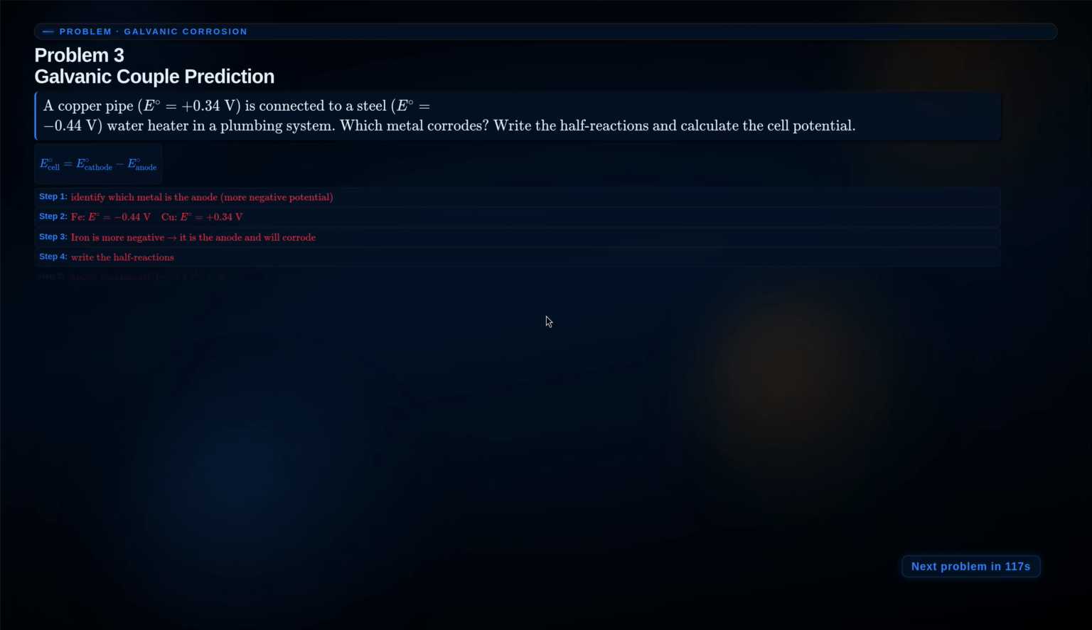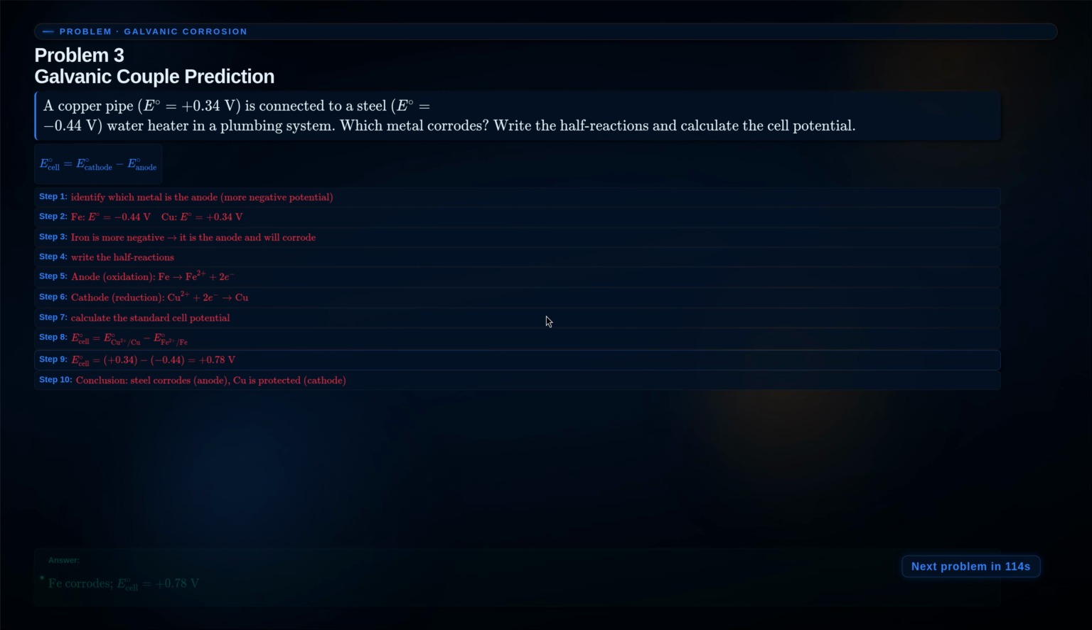Problem 3. Galvanic couple prediction. A copper pipe is connected to a steel water heater in a plumbing system. Which metal corrodes? Step 1. Identify which metal is the anode. Iron at negative 0.44 volts is more negative than copper at positive 0.34 volts. Iron is the anode and will corrode.